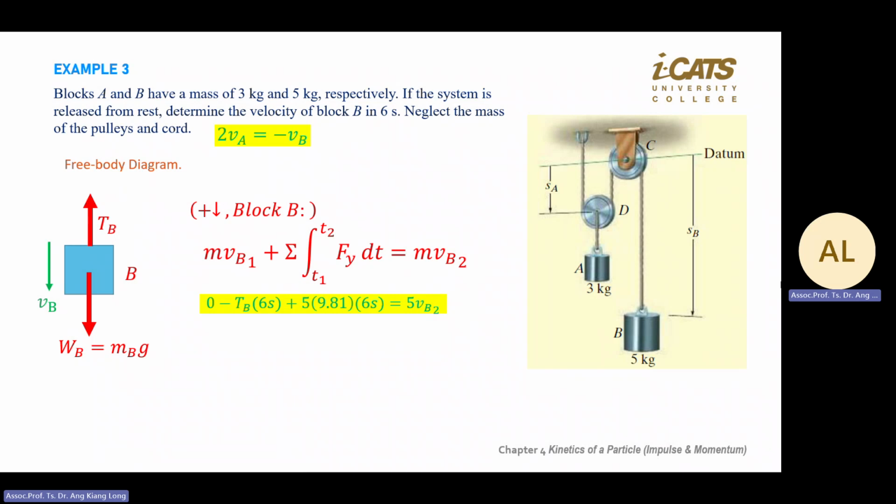Okay, let's continue. So we're now in chapter 4. We already done the equation of impulse and momentum. So this equation that we've seen yesterday, we'll repeat again for today.